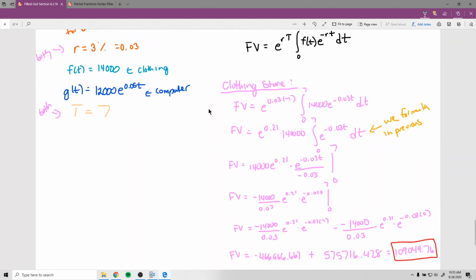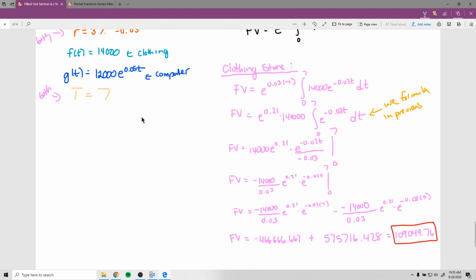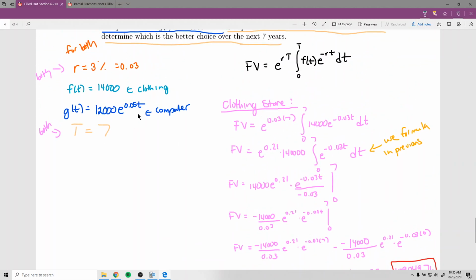Okay, now the computer store, we have to do pretty much the same thing, but our function inside is a little different. Because it's not just a number, it looks a little scarier, but if you do a simple exponent rule, which we'll see, it's really not too bad.